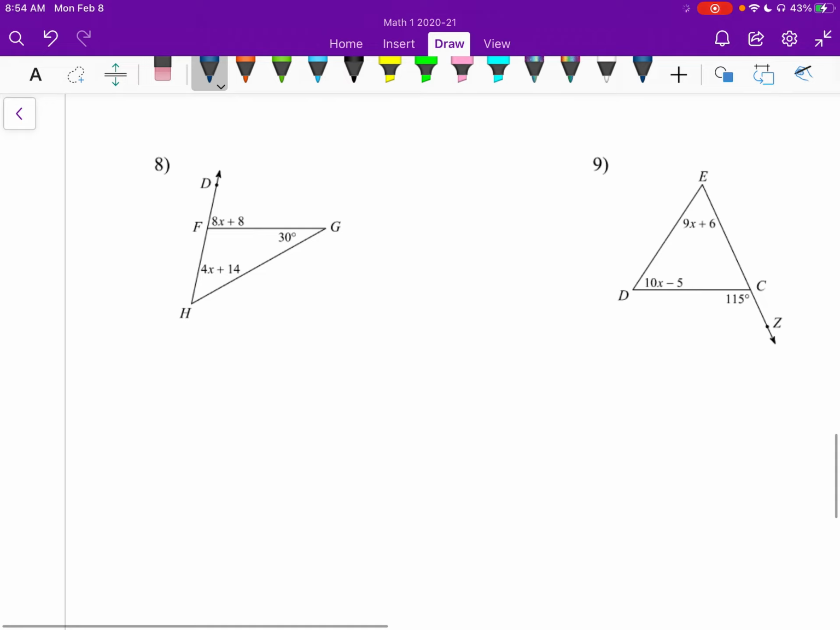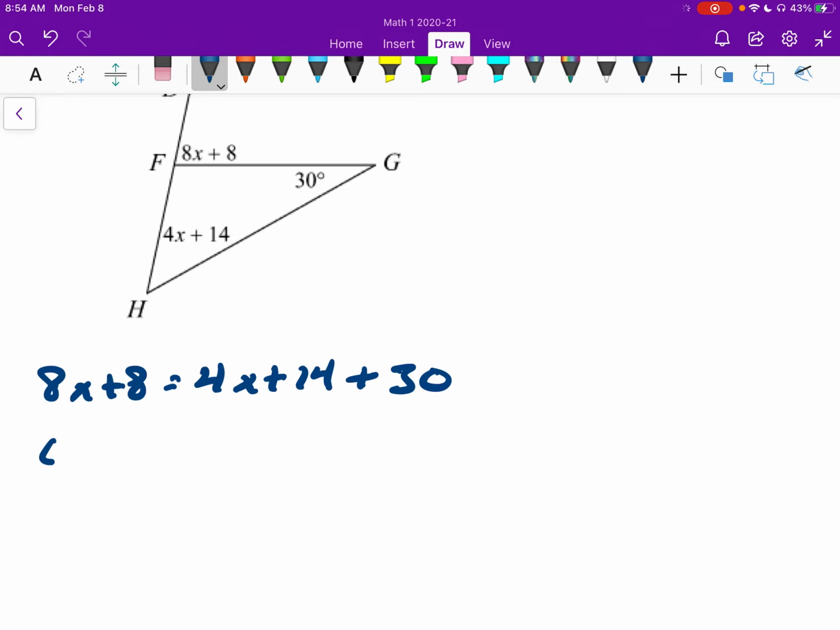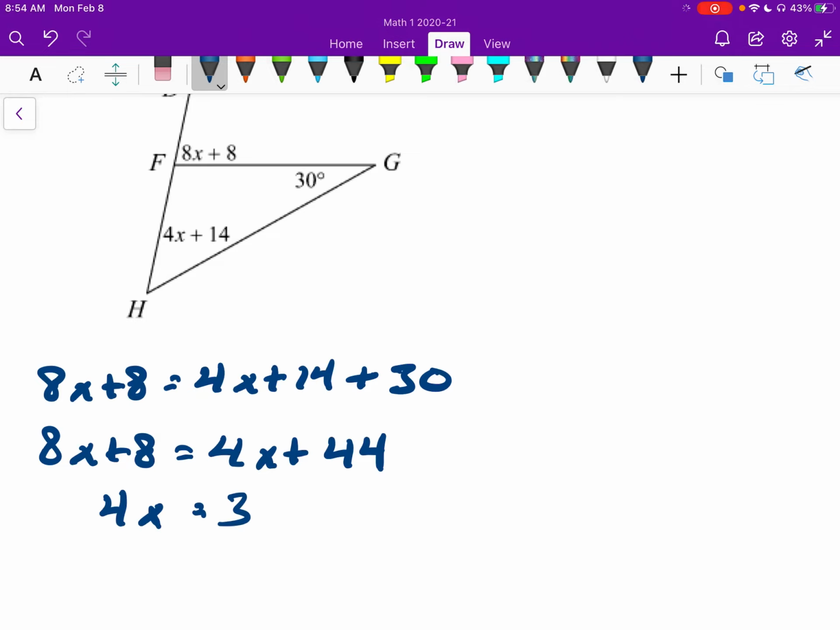All right, last two problems. 8x plus 8 is 4x plus 14 plus 30. So 8x plus 8 is 4x plus 44. So 4x, subtracting to the left, is going to be 36. And then x will be 36 divided by 4 gives me 9.